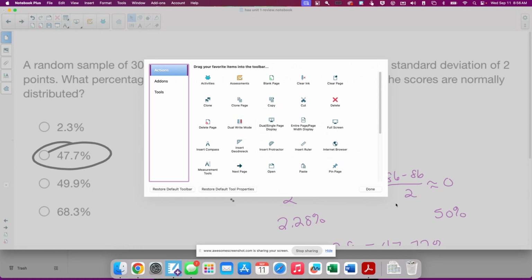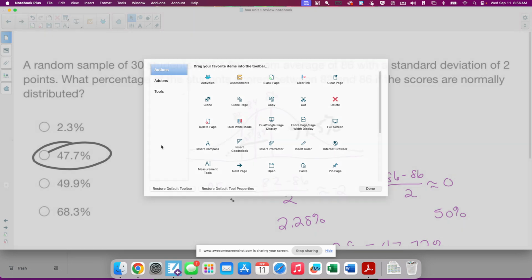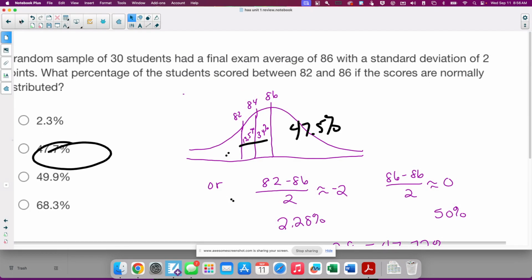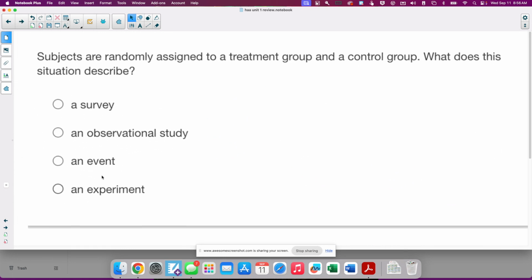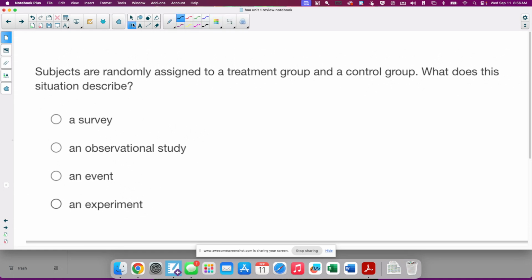Nope, that was not what I wanted. Let's try that again. I want that one. Okay, so randomly assigned to a treatment group and a control group. I don't even have to go over this one. That is an experiment. We talked about that yesterday, specifically.